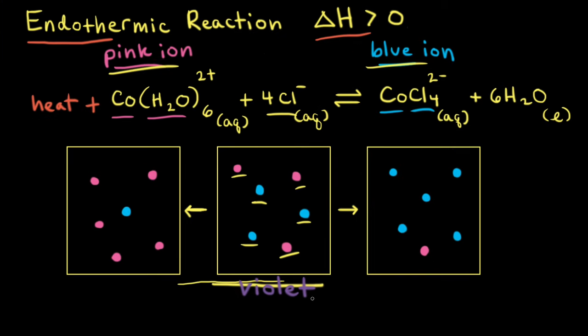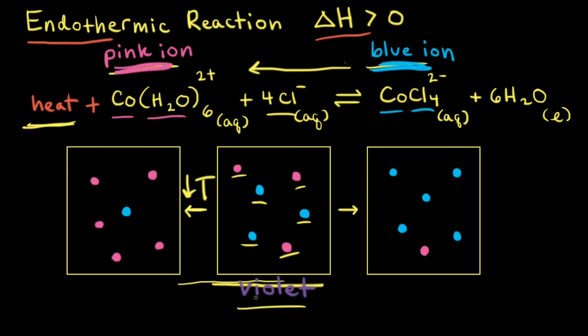Now let's go back to the middle particulate diagram. And so our reaction's at equilibrium. And this time we're going to decrease the temperature. If we treat heat as a reactant and we decrease the temperature, it's like we're decreasing one of our reactants. Therefore, the net reaction will shift to the left to make more of our reactant. And when the net reaction goes to the left, we're going to decrease in the amount of the blue ion, and we're going to increase in the amount of the pink ion.